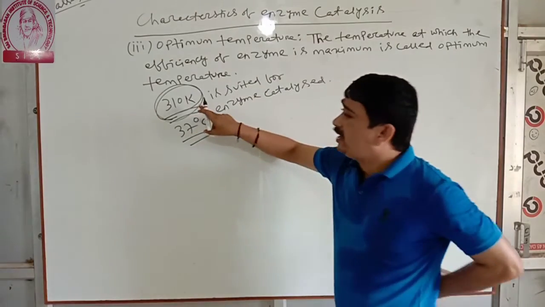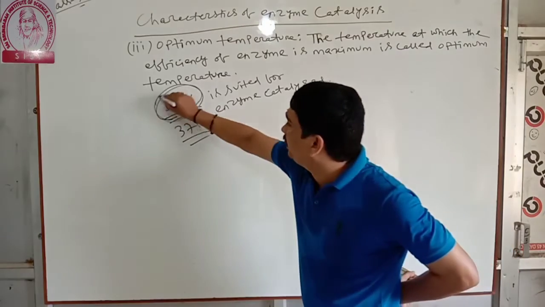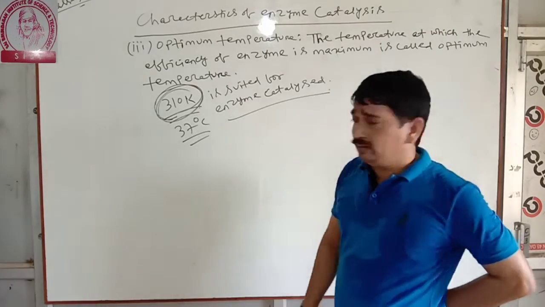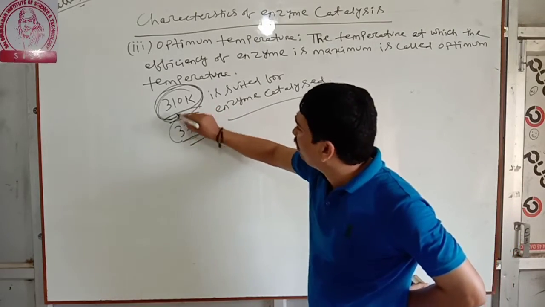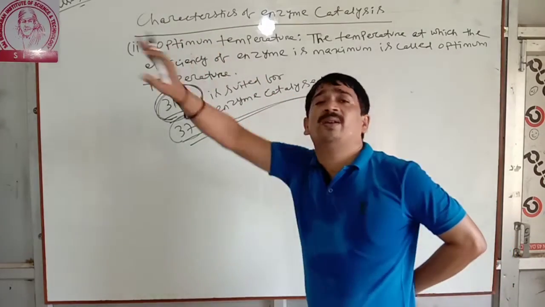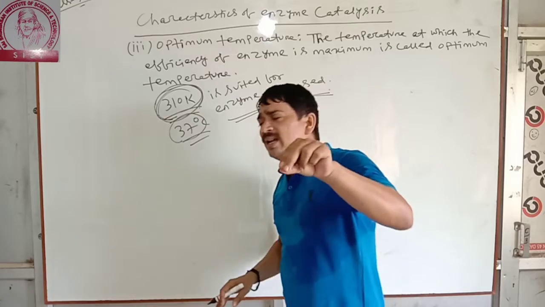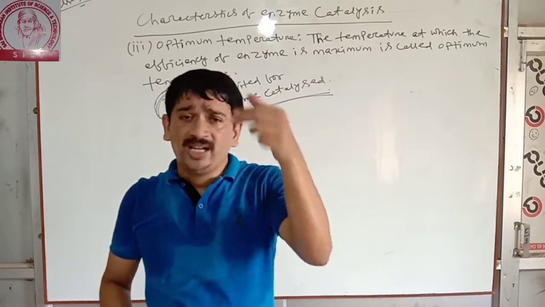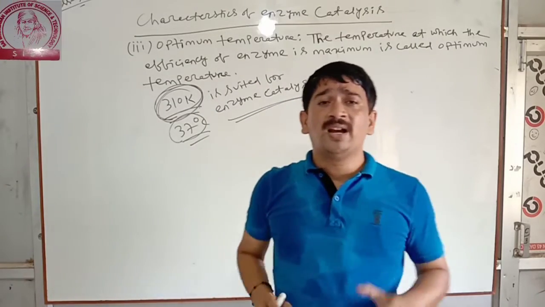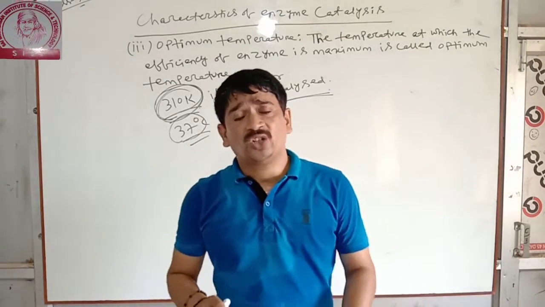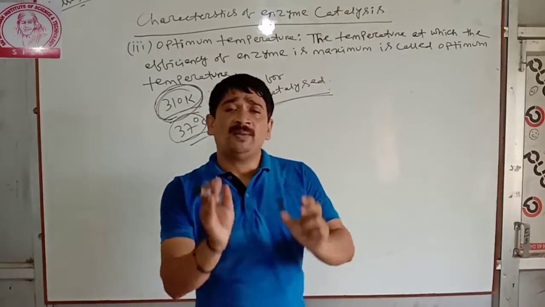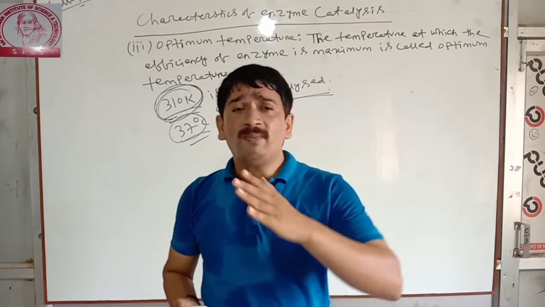Similarly, human body temperature, that is 37 degree centigrade or 310 Kelvin, is suited for enzyme catalyzed reactions, and this is the optimum temperature. So what is optimum temperature? The temperature at which the efficiency of the enzyme is maximum is called optimum temperature.